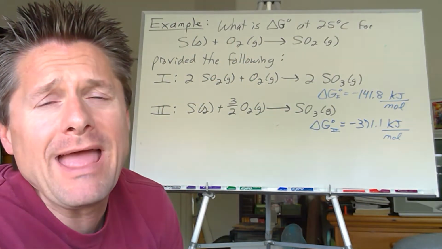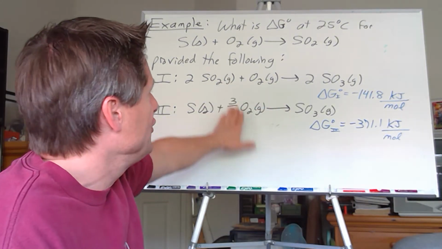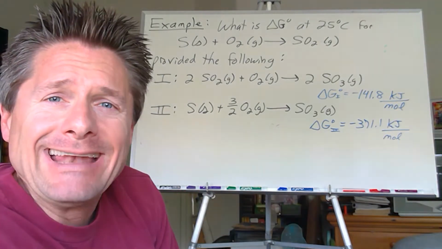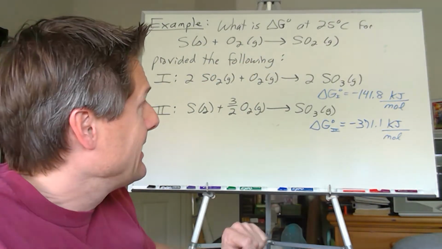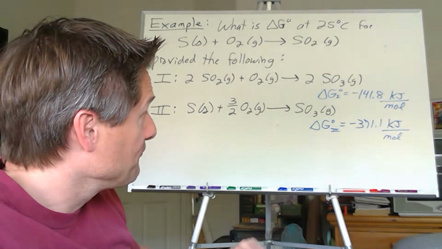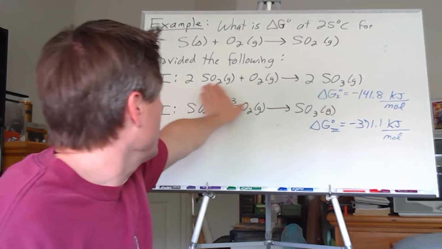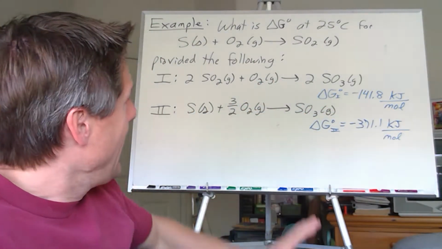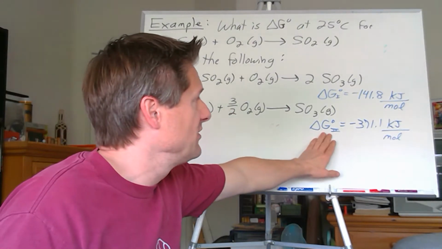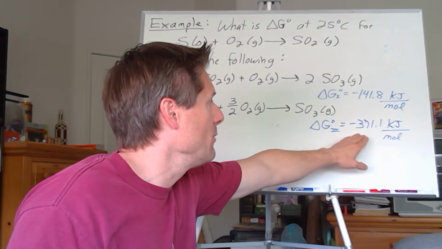But let's say we don't have the data to calculate that. We got to do it a different way. So we find 2 equations that we can manipulate and add together to get that overall equation. So you got to play with it a little bit. You got to think. It's like a game, like a logic problem. And we find that the Gibbs energy change at standard conditions for equation 1 is negative 141.8 kilojoules per mole. And that for equation 2, the Gibbs free energy change at standard conditions happens to be negative 371.1 kilojoules per mole.